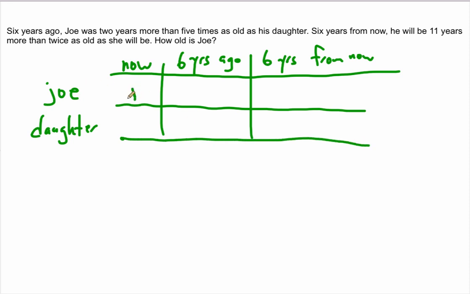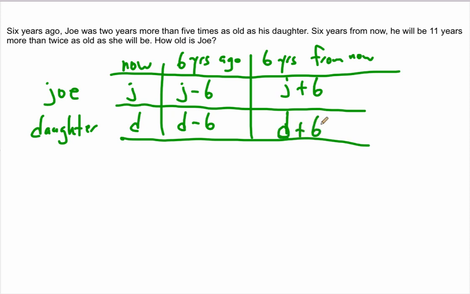Okay, so Joe is J, daughter is D. Notice I haven't even really read the problem yet. I've skimmed. I've looked for the 2 people that are involved and the time zones. That is it. I'm filling out this. I do not care what's in the problem yet. If Joe is J now, he must be J minus 6 years ago. Has nothing to do with the problem at all. J plus 6, D plus 6.